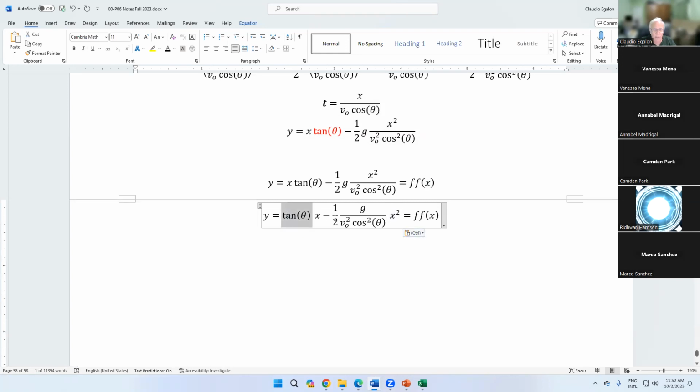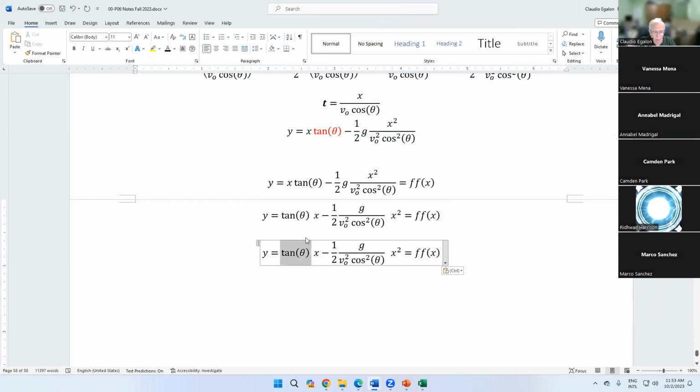This is a constant. This is a constant. Okay. It looks kind of messy, right? But it's not that messy at all. If you look very carefully, you will be able to recognize that this equation that you see here is the equation of a parabola.